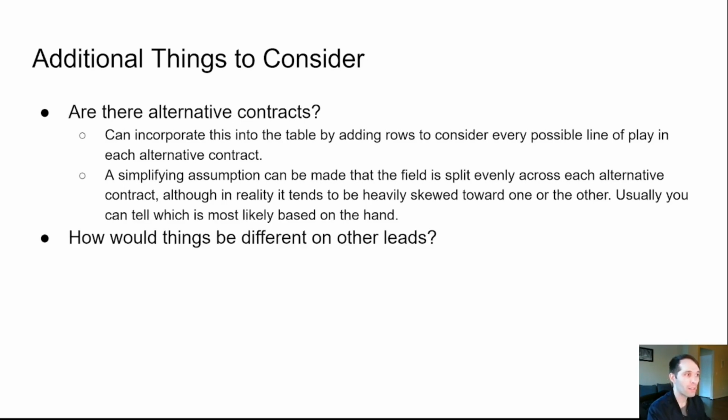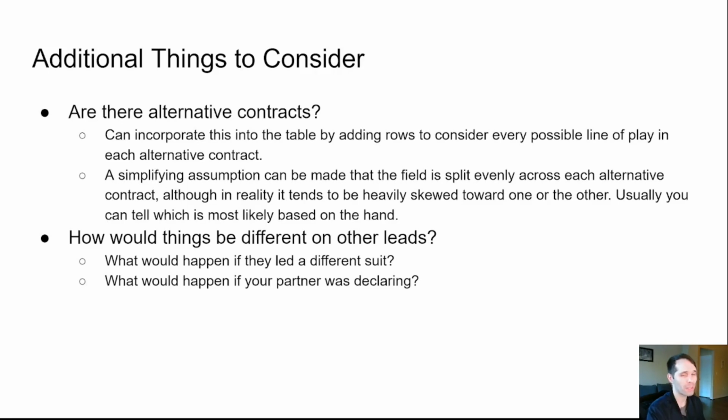Another thing you want to consider is how would things be different on different leads? For example, what if they had led a different suit? Maybe at a different table, they would have led a spade against us in this contract. And so the heart lead put us in a bit of a precarious spot, whereas the spade lead would instantly give us the spade finesse, and then we could go about our business as usual, setting up the diamond suit, for example.